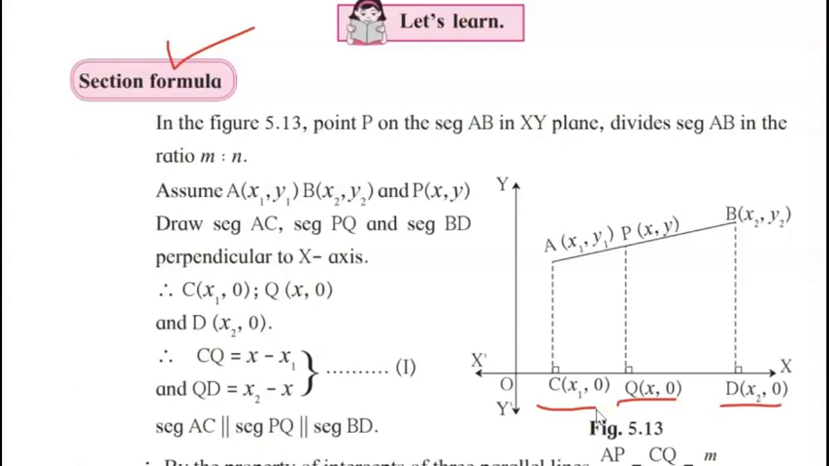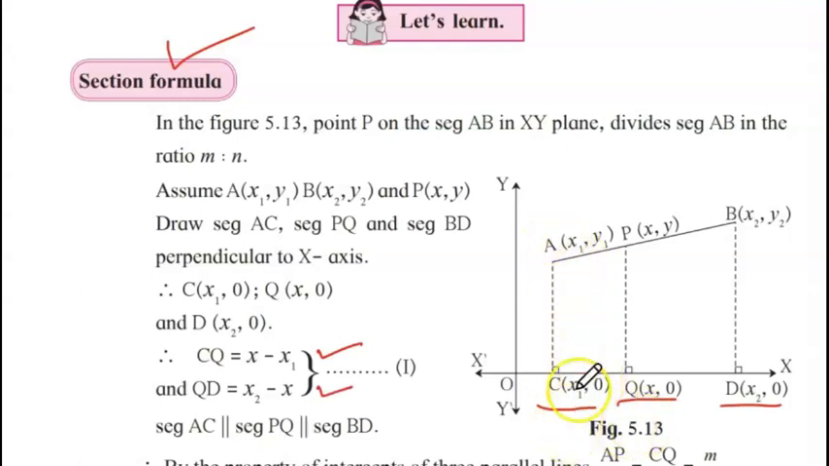Okay, now next we will find the length of segment CQ. आता CQ किती येणार? That is x minus x1. This is the length of CQ. And the next QD, that is x2 minus x. This is the length of segment QD. Now you see this here.